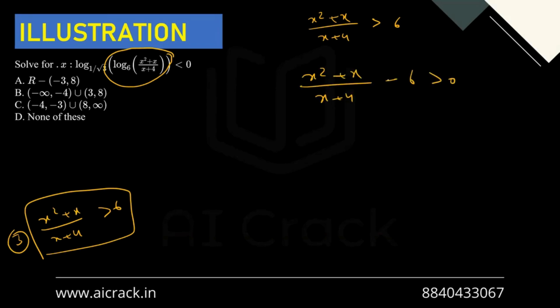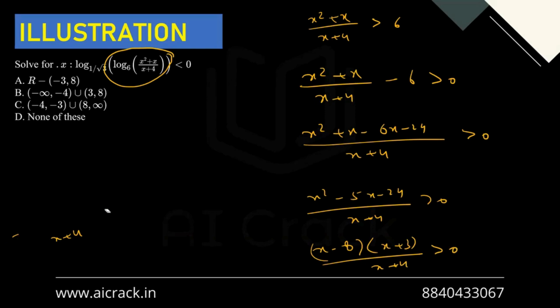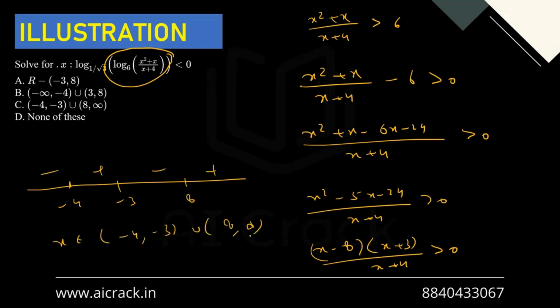Now we can do LCM over here. That would give us (x square plus x minus 6x minus 24) divided by (x plus 4) greater than 0. So we are getting (x square minus 5x minus 24) divided by (x plus 4). And if we try to factorize it, we'll be getting (x minus 8)(x plus 3) divided by (x plus 4) greater than 0. If we use the wavy curve method over here, the critical points are minus 4, minus 3 and 8. So plus, minus, plus, minus. So the answer would be x belongs to (minus 4, minus 3) union (8, infinity). So C seems to be the correct answer.